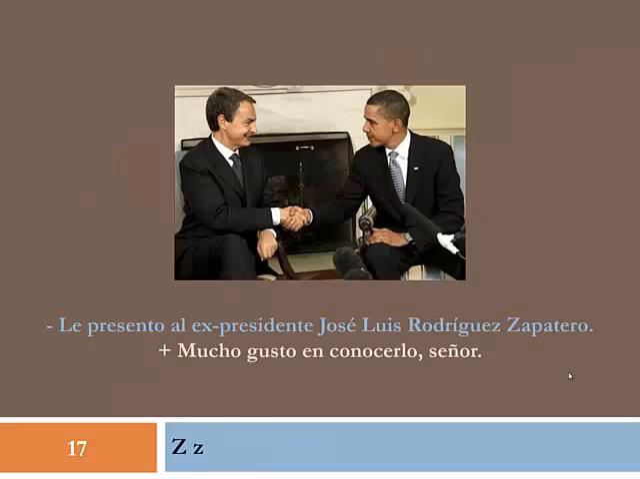The last letter of the Spanish alphabet is Z, as in these examples. Le presento al expresidente José Luis Rodríguez Zapatero. Mucho gusto en conocerlo, señor. As you'll note, Z in Spanish is not pronounced like the Z in zebra. It is always pronounced as the S in Sierra, or, as in the Spanish word, cerveza.